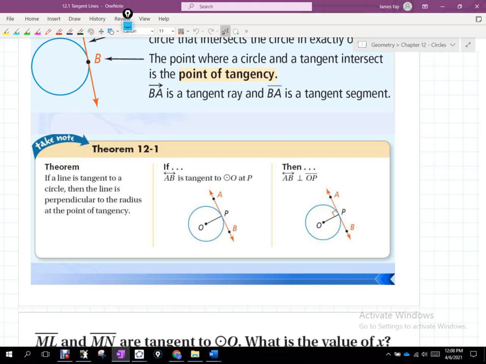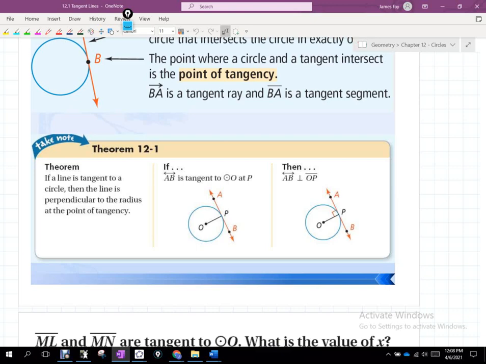If a line is tangent to a circle, then it is going to be perpendicular to the radius at that point of tangency. I think that's kind of wordy. The way I remember is if I've got a radius and a tangent line, at the point of tangency they are going to be perpendicular all the time. Okay? And there's actually a converse to that.